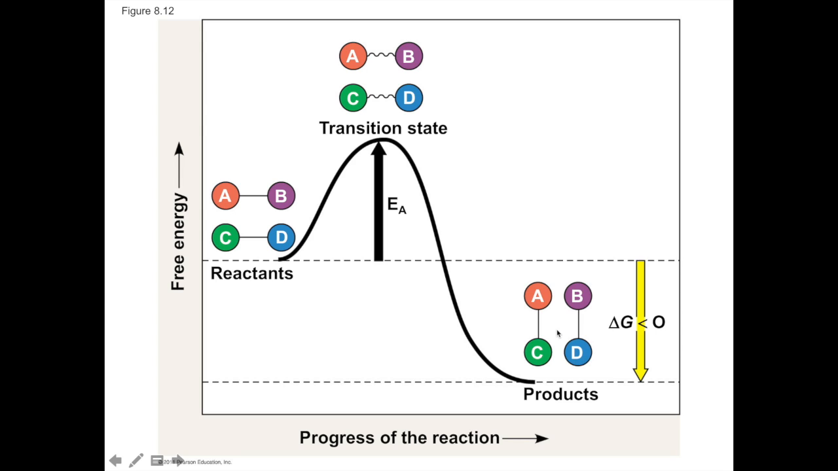Now, we want delta G to be negative in order for this to be a spontaneous reaction. But in order for the reaction to occur, we've got to stress those AB bonds, we've got to stress those CD bonds. There has to be a transition state. So it requires a little bit of energy to make this transition from these reactants to these products. We call that bump that they have to get over the activation energy, represented here as E sub A, energy of activation.